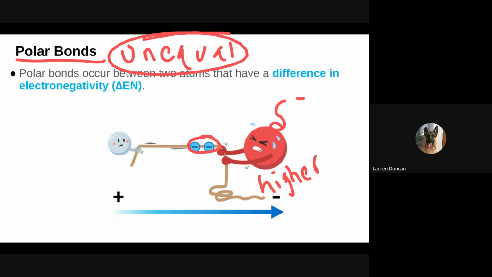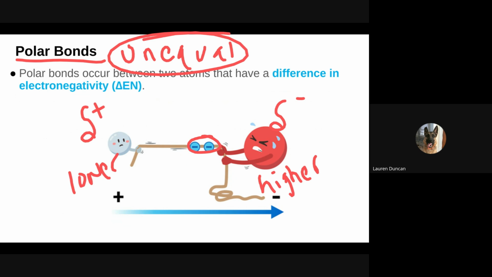The atom that's a better electron attractor, the one that kind of gains the electrons, is the partial negative end of that bond. And the atom that kind of loses the electrons, the one that has a lower electronegativity value, the lesser electron attractor, is going to kind of lose the electrons in that bond to the other atom.